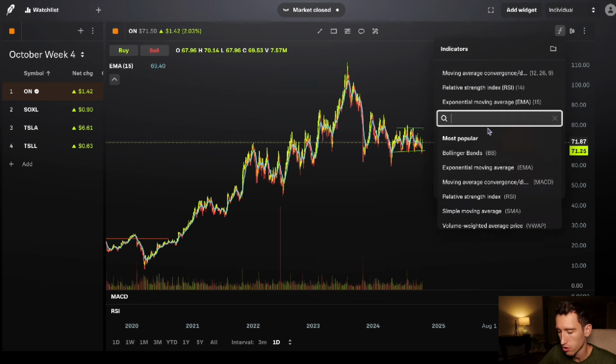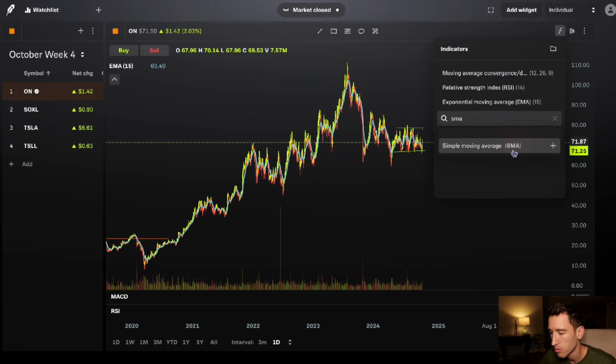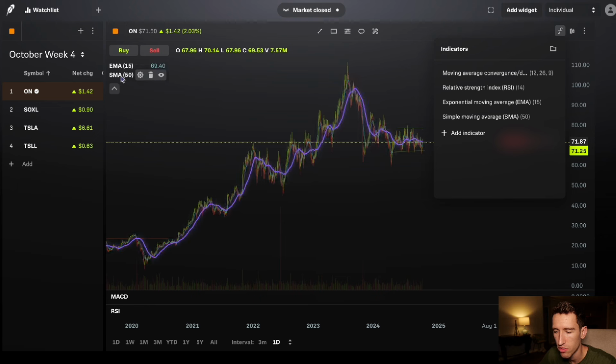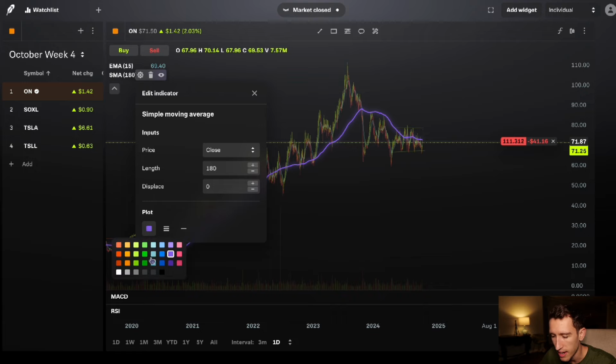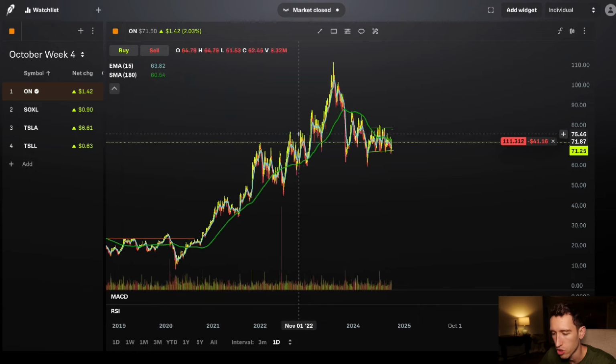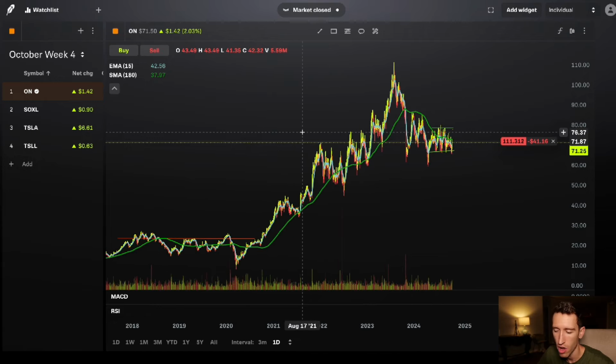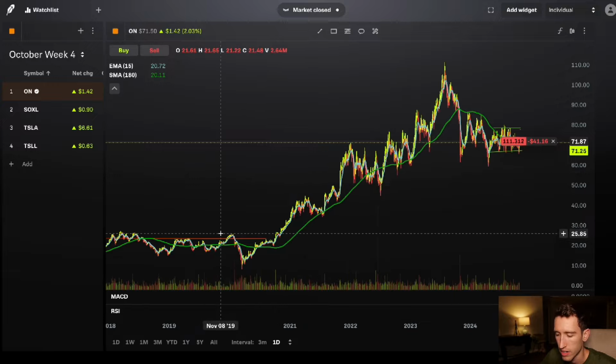Now, I also like to add a moving average for the long term. So I'm actually going to search SMA. This is our simple moving average that I'm going to set at a different time frame of 180 days. And the reason we do 180 days is because it allows us to see the overall direction of the stock or ETF on a consistent basis over the long term. So this is what we're looking at here.